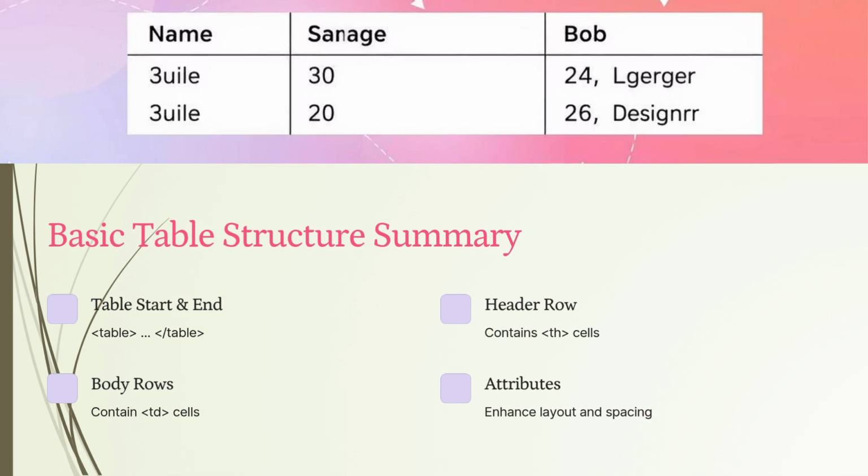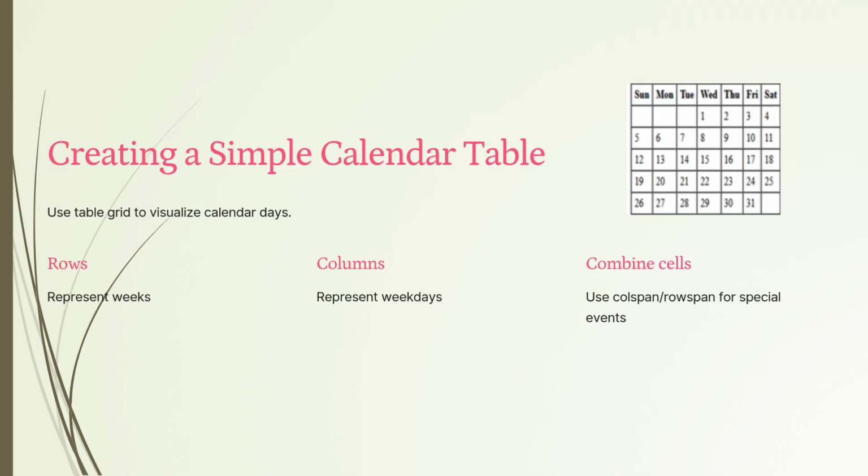Basic table structure summary. Table, start and end table. The table header row contains th cells, body rows contain td cells, and attributes enhance layout and spacing. Creating a simple calendar table: use a table grid to visualize calendar days. Rows represent weeks, columns represent weekdays. Combine cells, use colspan and rowspan for special events.